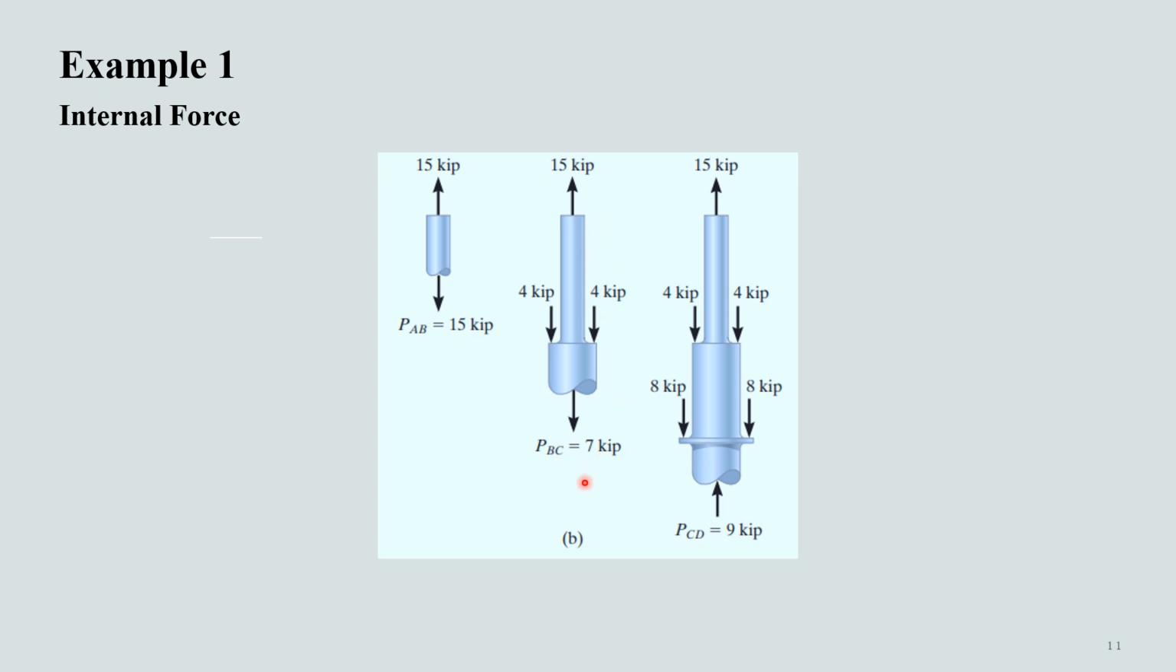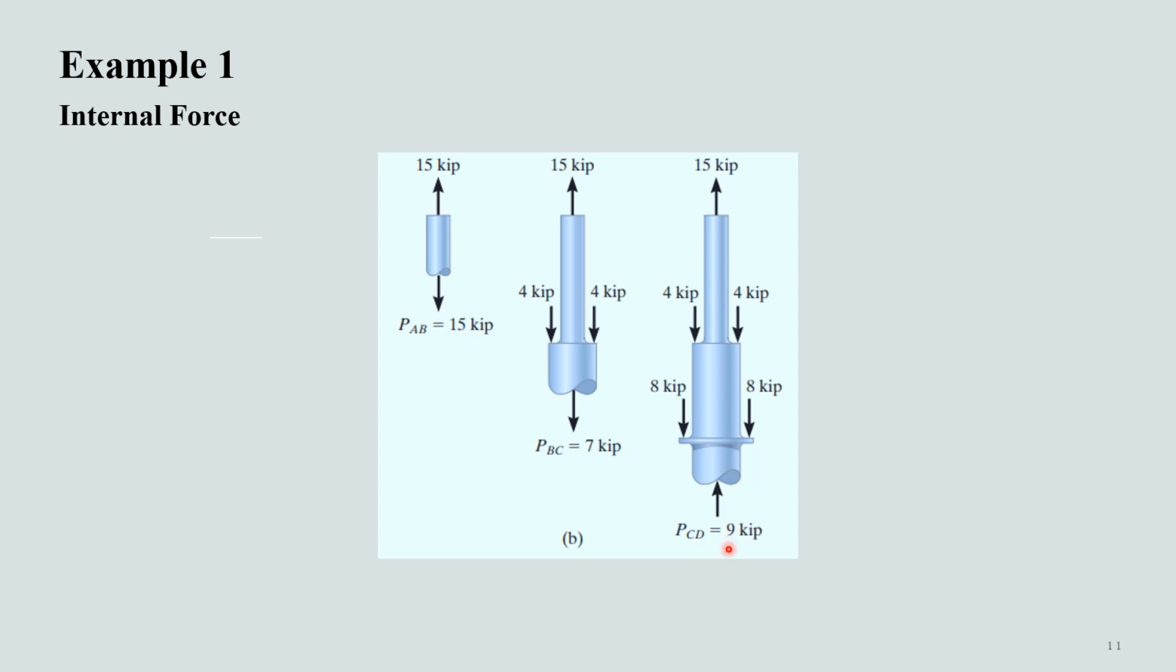Now, at the endpoint of section BC, in addition to this applied load of 15 kip, we have two opposite forces of 8 kips. Thus, if we sum up these forces, plus 15 kip minus 8 kip, the force at this segment comes out as 7 kip, and it will be a compressive force or a downward directed force.